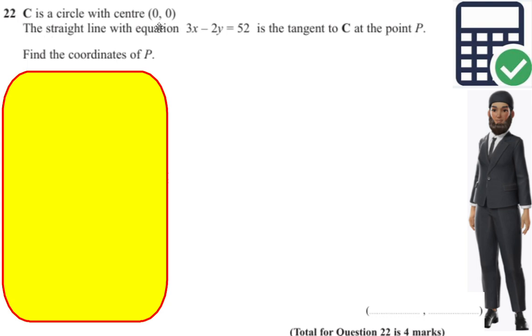C is a circle with centre 0, 0. The straight line with equation 3x minus 2y equals 52 is the tangent to C at the point P. Find the coordinates of P.